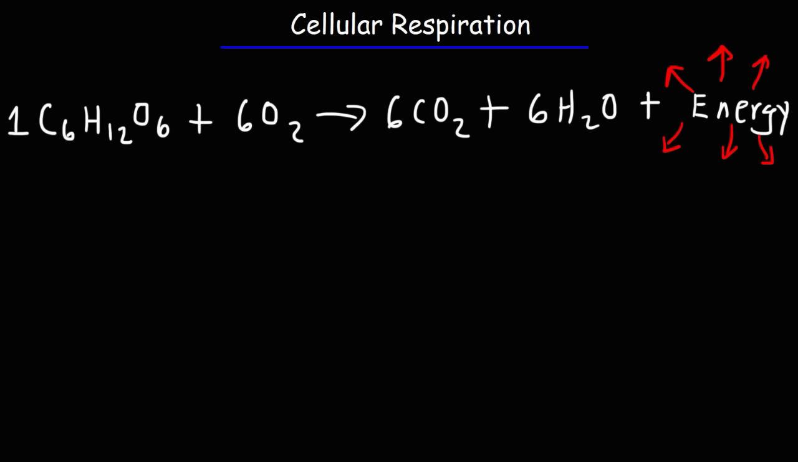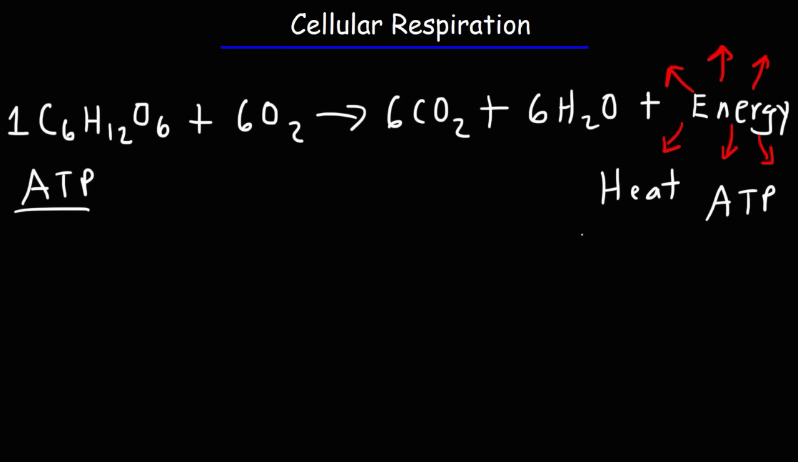Now, some of the energy released by cellular respiration, or released by the oxidation of glucose, is lost as heat energy or thermal energy. Some of it is captured in the form of ATP. ATP stands for adenosine triphosphate. ATP is the energy currency of the cell. It gives us the energy that we need to move, to grow, and to do all the things that we do in our everyday lives. It provides the energy to drive endergonic reactions. And a lot of times it does this by the transfer of a phosphate group.